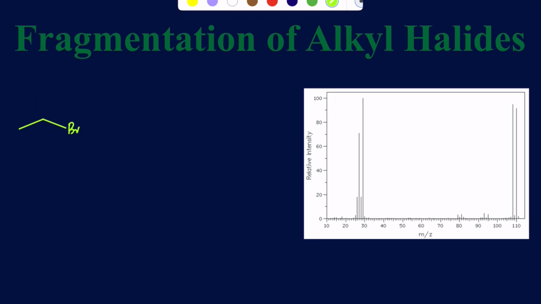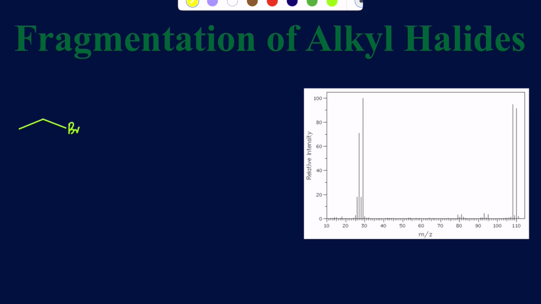In this video, I'll talk about the most common fragmentations of alkyl halides and how you recognize in a mass spectrum that it contains a chlorine or bromine. Identifying chlorine and bromine in a mass spectrum is relatively easier. It's not as easy with fluorine and iodine, but chlorine and bromine is relatively easier. There's one reason.